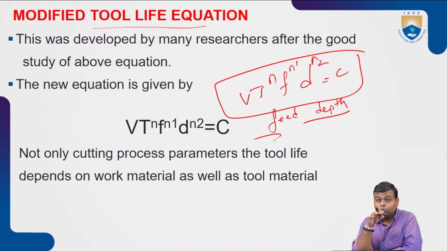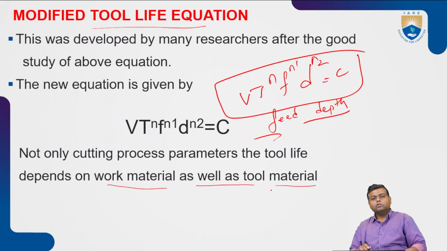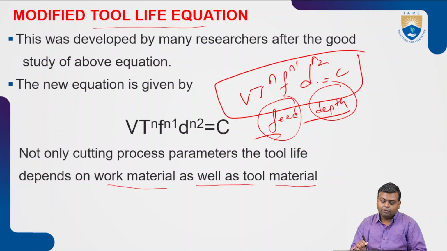If you want to find the tool life, and I use depth of cut very heavily, I can't say that the tool will withstand up to a certain time. Immediately when it gets into contact with the workpiece, it may get blunt. So not only the cutting process parameters, the tool life depends upon the work material as well as the tool material. In general, it depends on feed, speed and depth of cut, and also on the work material and tool material.